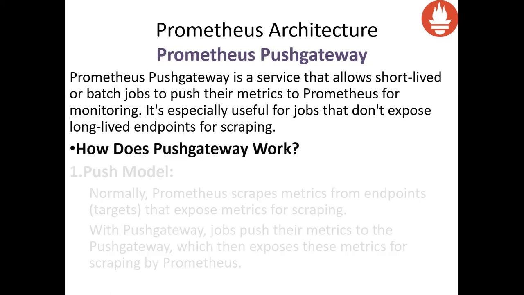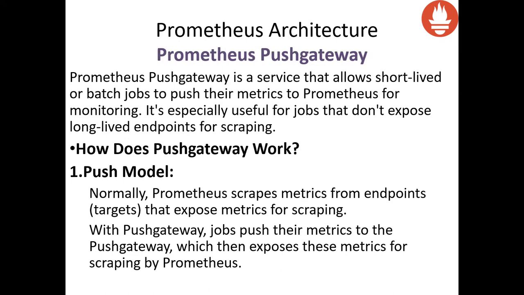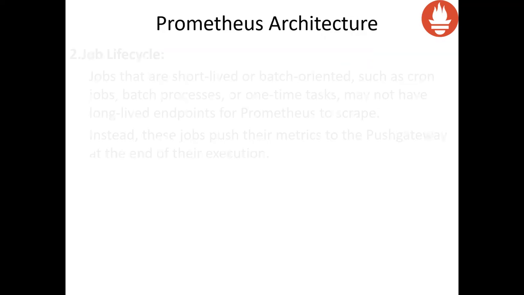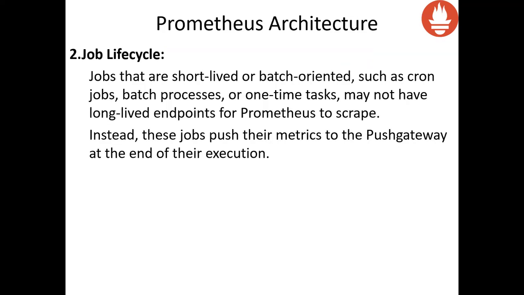How does Pushgateway work? Push model: normally, Prometheus scrapes metrics from endpoints that expose metrics for scraping. With Pushgateway, jobs push their metrics to the Pushgateway, which then exposes these metrics for scraping by Prometheus. Now, job life cycle: jobs that are short-lived or batch-oriented, such as cron jobs, batch processes, or one-time tasks, may not have long-lived endpoints for Prometheus to scrape. Instead, these jobs push their metrics to the Pushgateway at the end of their execution. So, the Prometheus architecture works on both push and pull mechanisms.